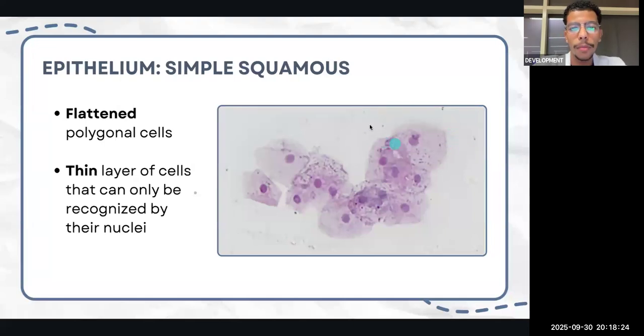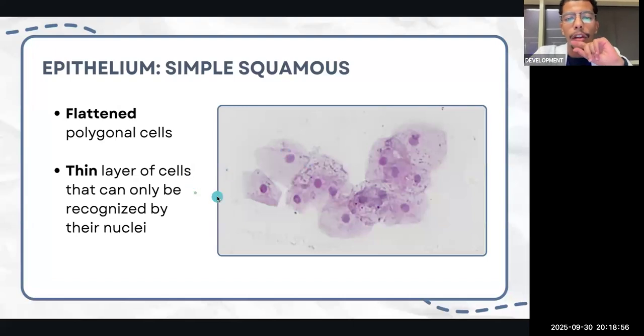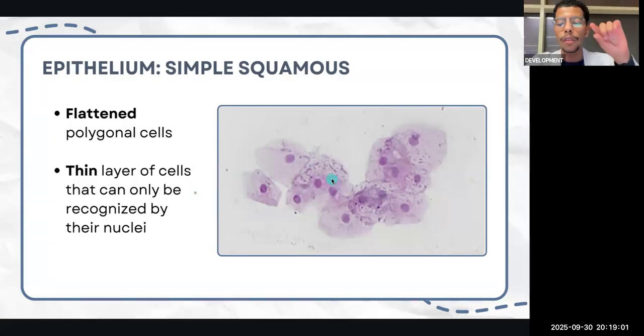So the first type of epithelium is called simple squamous. Now I know this is not a good picture, but this was the picture that they used in the slides. Simple squamous epithelial cells are flattened. Simple means one layer. Squamous means flat. These are flattened, but we're looking at them from the top, a top view of them. That's why they don't look flat to us. They are polygonal in shape, so they kind of look like they have sides. They are so thin that you can only identify them from their nuclei. We'll see this in another picture.